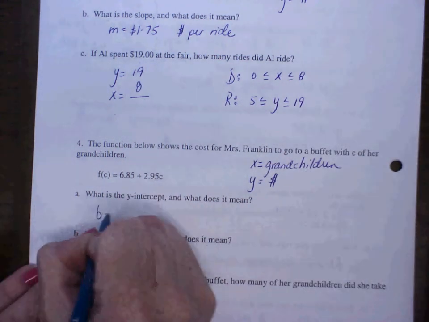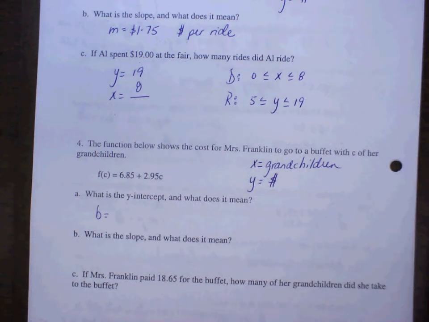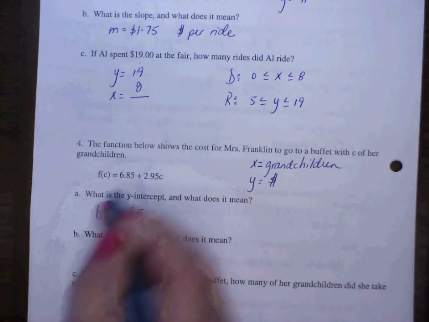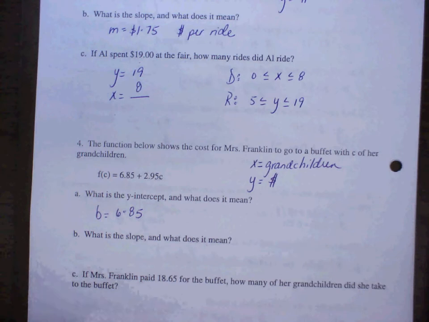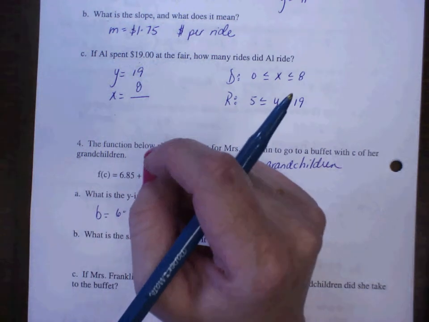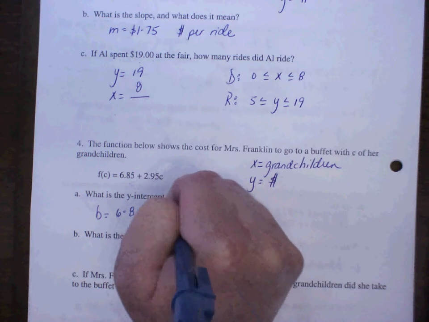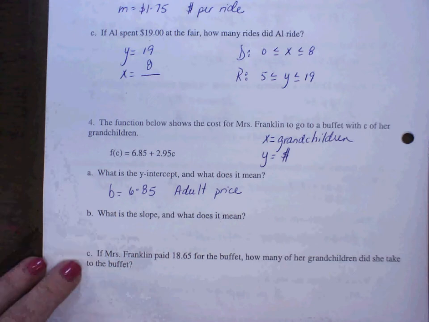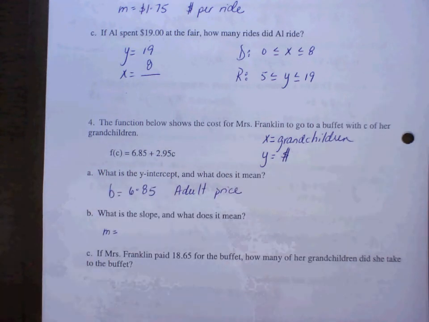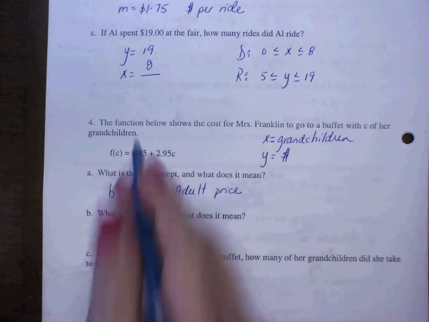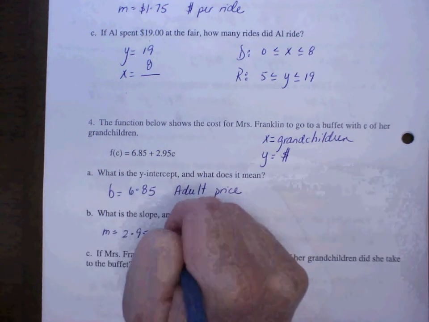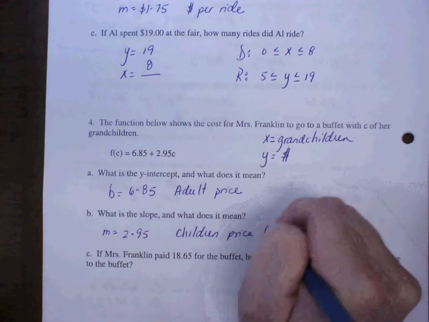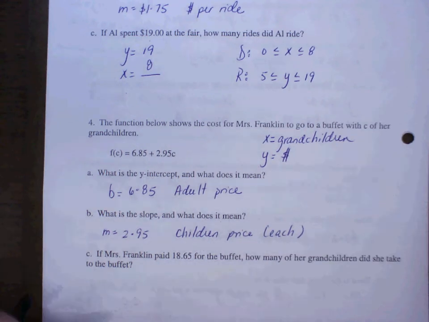All right, what's my y-intercept? 6 what? 6.85. What does it mean? Thank you. That's how much it is for the adult. Good job. That's the adult price. The adult price. All right. What is the slope? And what does it mean? So children price? For each one. I'm sorry. Yes, it's each. Very good. It's each. Very good.